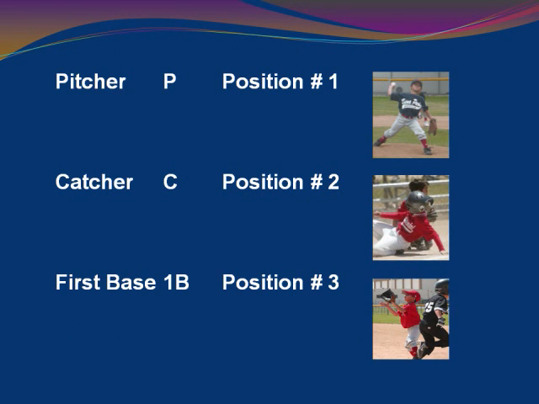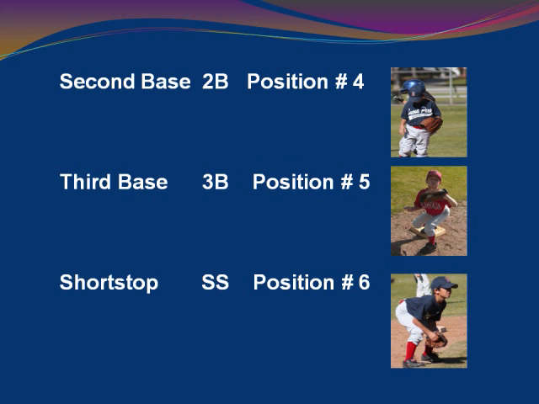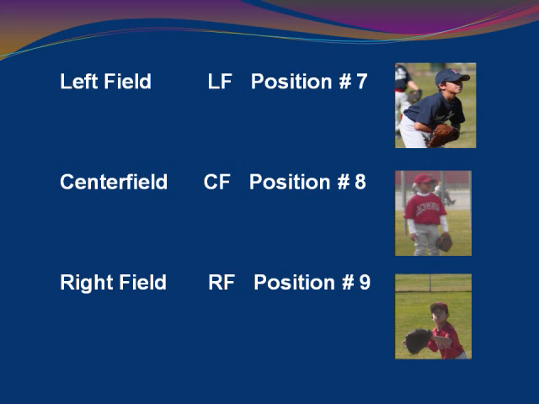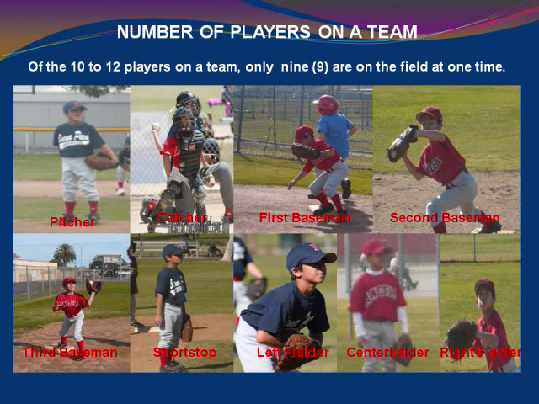The pitcher is position number 1, catcher is position number 2, first baseman is position number 3. Second baseman is position number 4, third baseman is position number 5, and shortstop is position number 6. Left field is 7, center field 8, and right field is position number 9. Although you have 10 or 12 players on a team, only 9 are on the field at any one time.